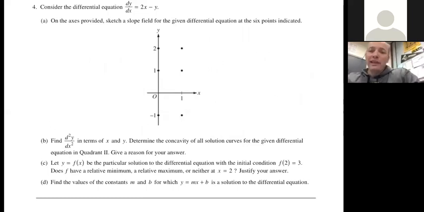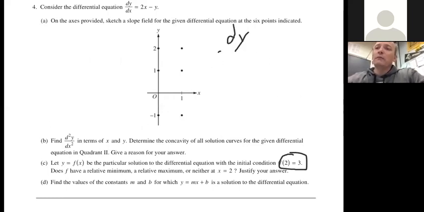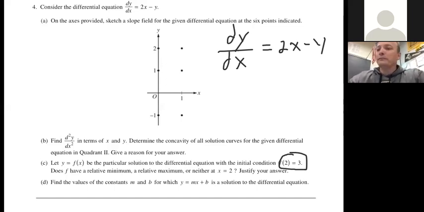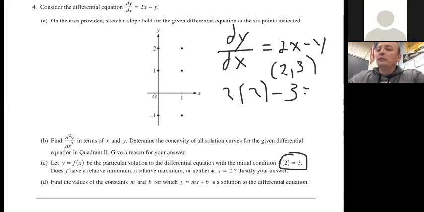And part C says, let y equals f of x be a particular solution, and they give me an ordered pair right here, (2, 3). Does f have a minimum or a maximum or neither at x equals 2? Well, we know that in order to have a min or a max, the first derivative, which is this 2x minus y, to find the critical numbers, that 2x minus y must be 0. So we take the point they gave us, (2, 3), and we plug that in. So we take 2 times 2 minus 3, which equals 1.